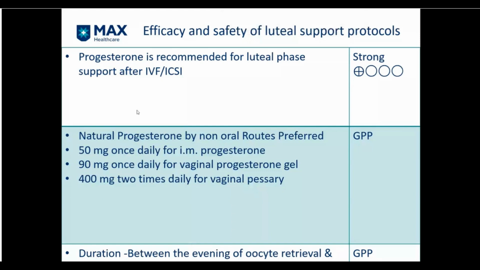Now, I'm just summarizing the luteal phase protocols, the HRA guidelines. They say only progesterone is recommended for luteal support after IVF and ICSI, a very strong recommendation. The various doses, natural progesterone by the non-oral routes are to be preferred. This I'm talking about the natural progesterone and not the dydrogesterone. So either it is 50 milligram once daily for IM progesterone, 90 milligram daily for the gel, and 400 milligram 2 times daily for the vaginal pessary.